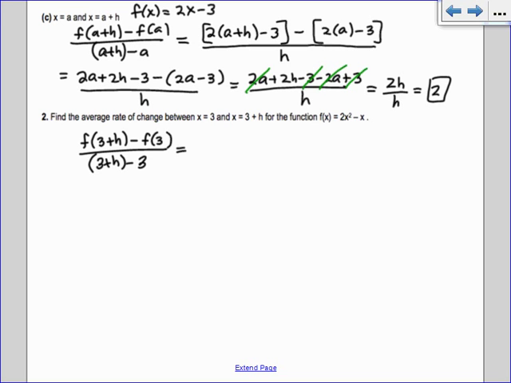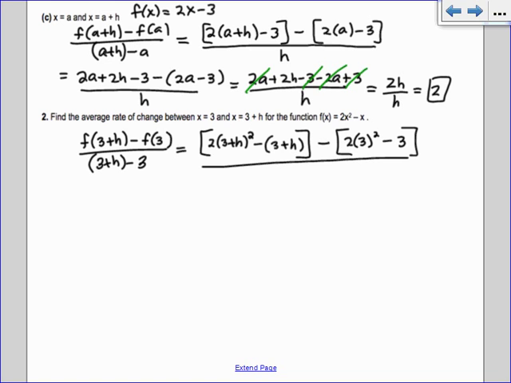So it's the same idea. We want to find what f of 3 plus h is. So what we're doing is replacing those x values with 3 plus h. So we're going to have 2 times parentheses 3 plus h squared minus parentheses 3 plus h. That's f of 3 plus h. And we're going to do minus f of 3. Well, f of 3 is going to be 2 times 3 squared minus 3. And we do all over 3 plus h minus 3, so all over h.